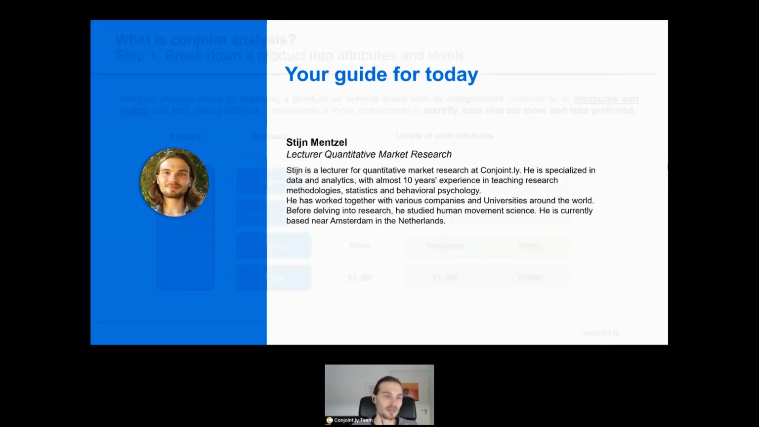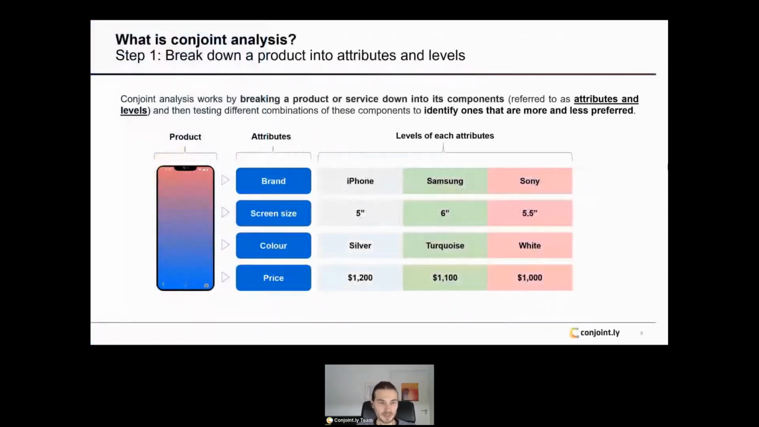So what is conjoint analysis? Well, simply speaking, conjoint analysis is breaking down a product into attributes and levels. Then what we do with these attributes and levels is we make different types of combinations that we show to respondents and see which one they prefer the most. So basically, we break down a product into two different types of components, create different combinations using these attributes and levels, and then figure out what the preference is that a respondent has.